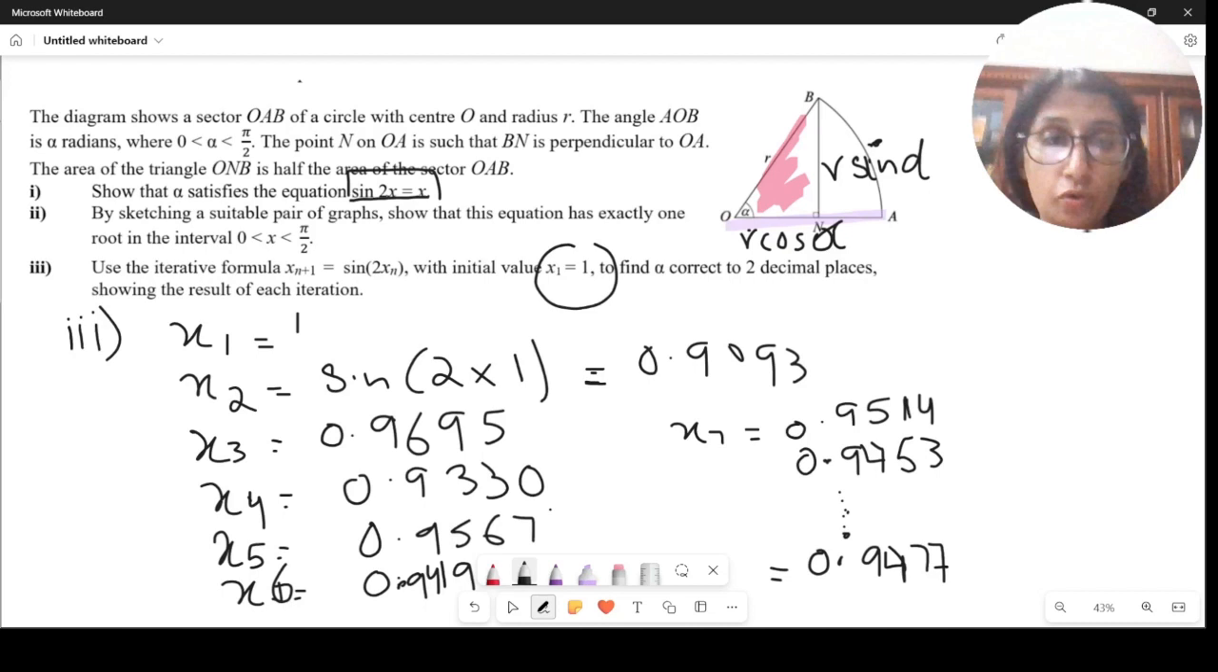That's question 9. Now let's do question 10. The equation x cubed minus x minus 3 equals 0 has one real root alpha. Show that alpha lies between 1 and 2.